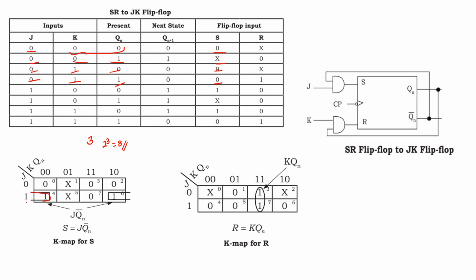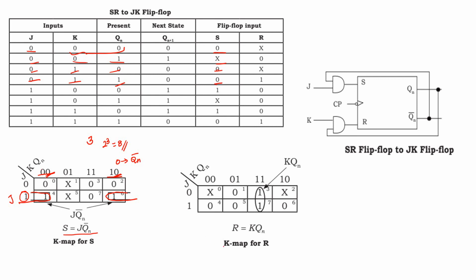The corner cells are grouped together. If we group the corner cells, which one is common? J. J is common. In the horizontal side, 0 and 0, the second 0 and second 0 is common. 0 is meant for QN bar. So S is equal to J into QN bar.